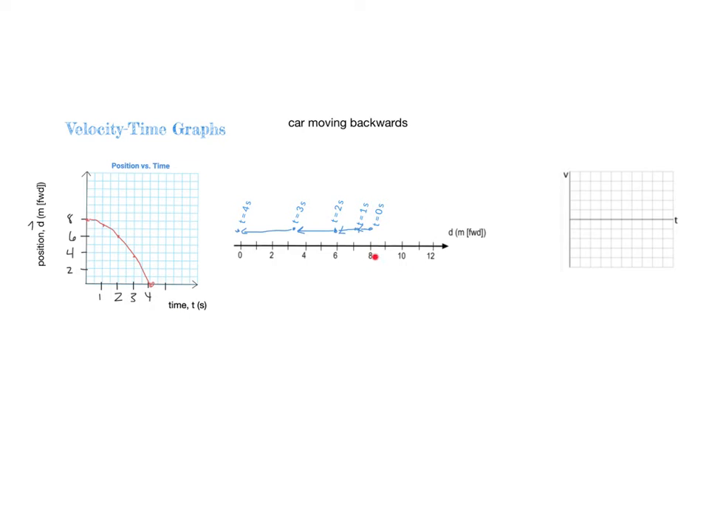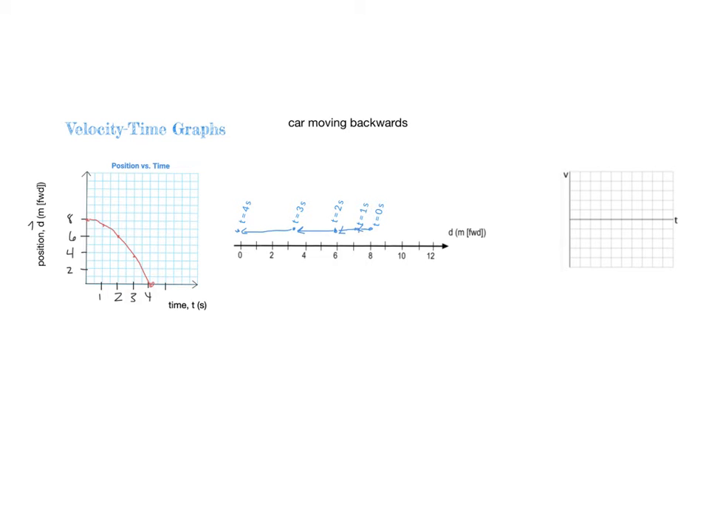So in this case, I have a car that starts not at zero because it's going to move backwards. So we're starting a little ways from zero and moving backwards. So this car starts at 8, and then it's moving back and back and back and back. And it's actually covering more distance each second. So it's speeding up going backwards.